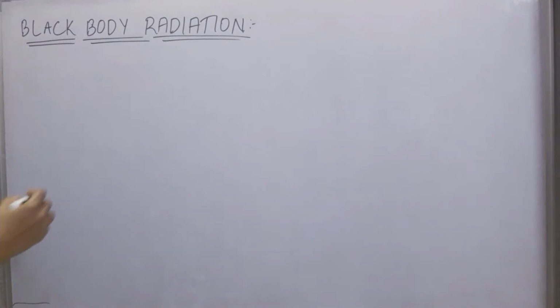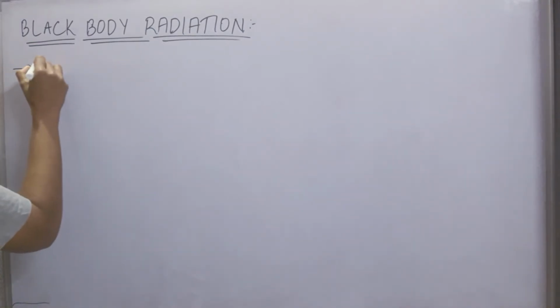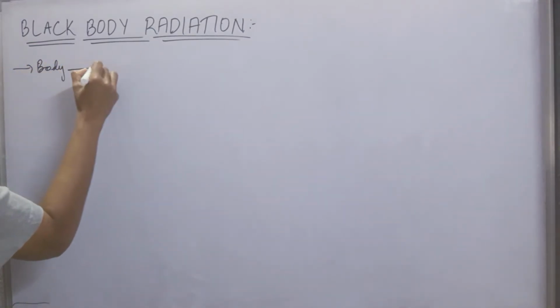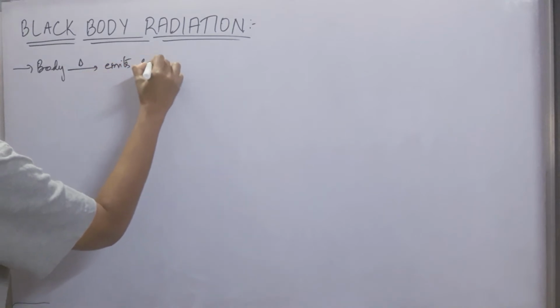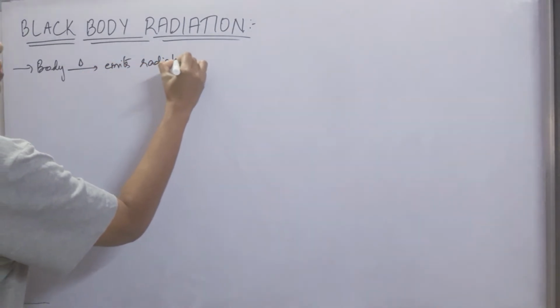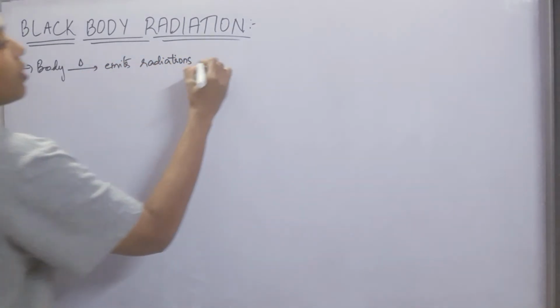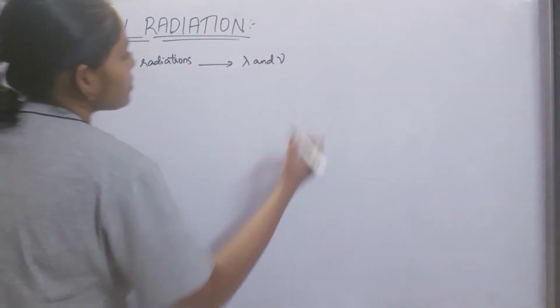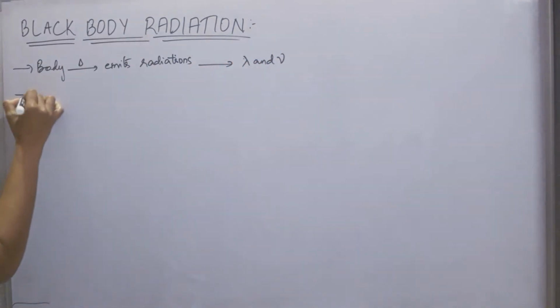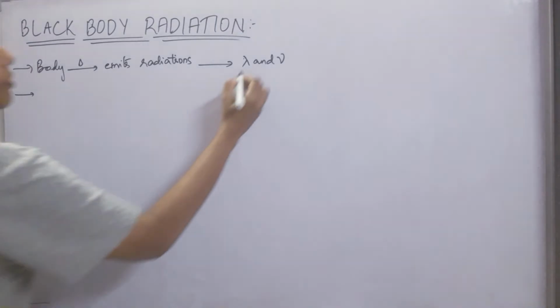So now what is black body radiation? When a body is heated, it emits radiations of different wavelengths and frequencies. So this is wavelength.